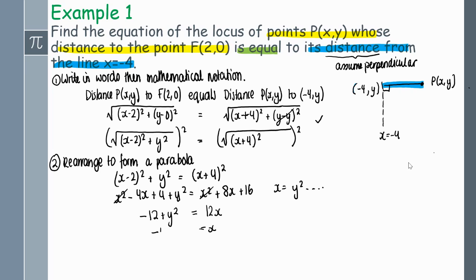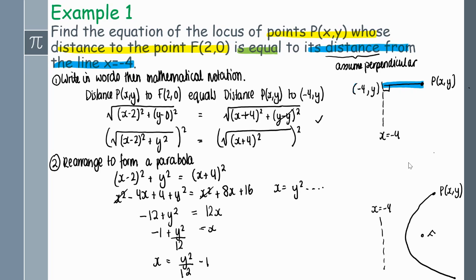Then divide by 12 to get the x completely by itself, and we should get that x equals minus 1 plus y squared on 12. This again is of the form of a parabola. It's just that it's going to open sideways. Looks like something in this diagram, and that's why we have a y squared rather than an x squared in this version.